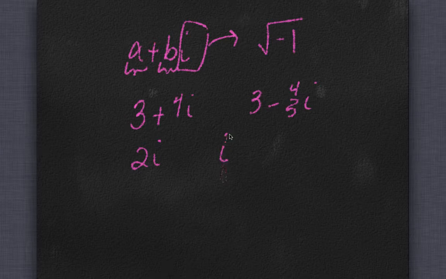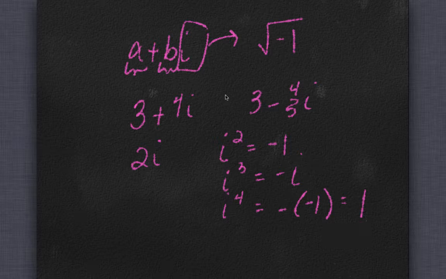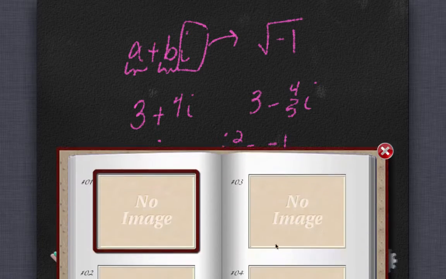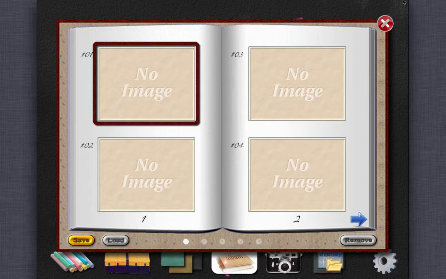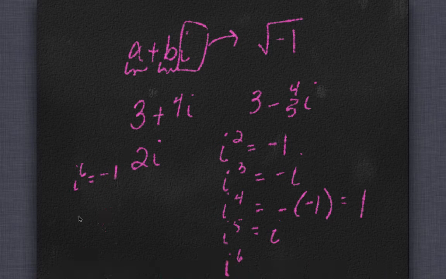So i squared, by definition, is -1. So i cubed, which is i times i squared, is then -i. i to the fourth is negative i times i, which is 1. And then it starts to cycle again. So i to the fifth is i, and i to the sixth is -1, and so forth.